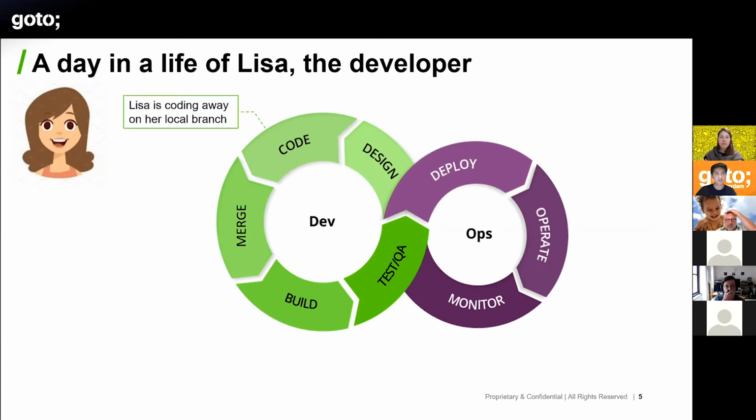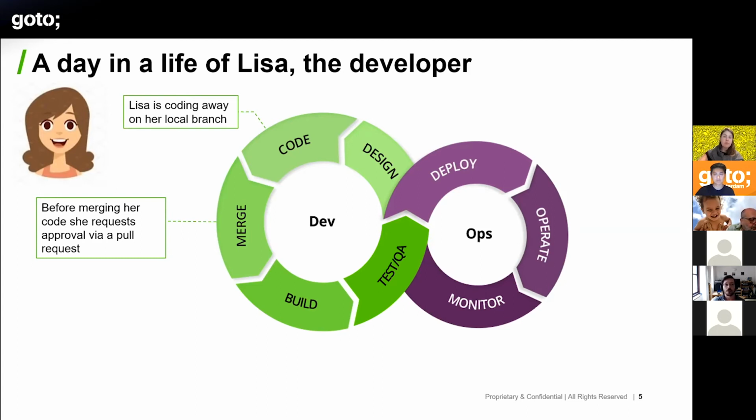So of course, Lisa is coding away on her local branch. She has been asked to code a feature or to fix something, right? Then when she's happy with her changes, she pushes her development branch to her repository, to her LTS system. And then she will request approval via a pull request in order to merge her changes into the master. So at this point, the code is approved and is merged into the master branch.